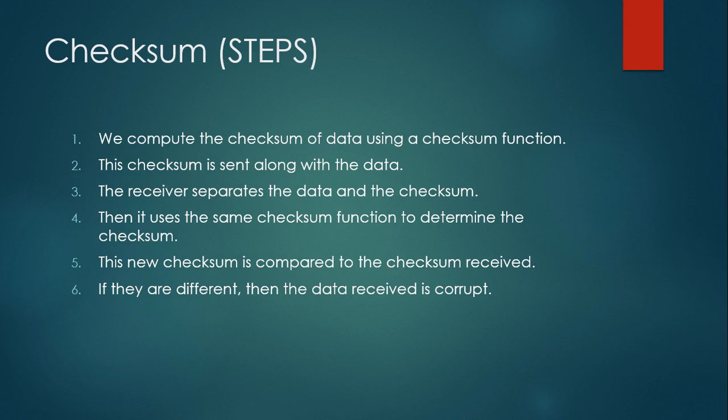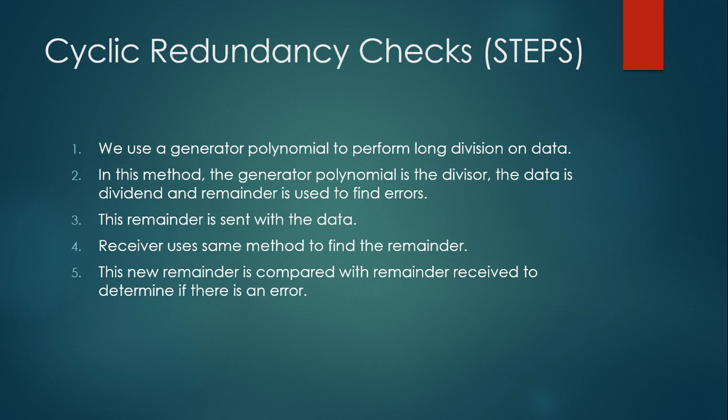The next one is checksum, and these are the steps of performing the checksum. The first step is we compute the checksum of the data using a checksum function. This checksum is sent along with the data. The receiver separates the data and the checksum, and uses the same checksum function to determine the new checksum. Then we compare these two checksums to see if there was any change in the data. If the two checksums are different, then the data which we have received is corrupt.